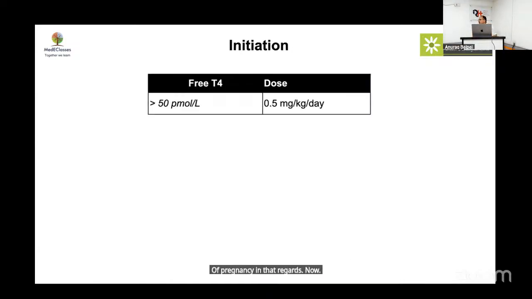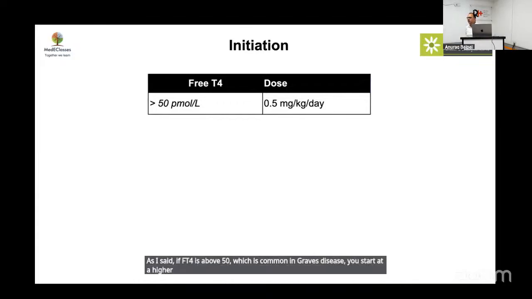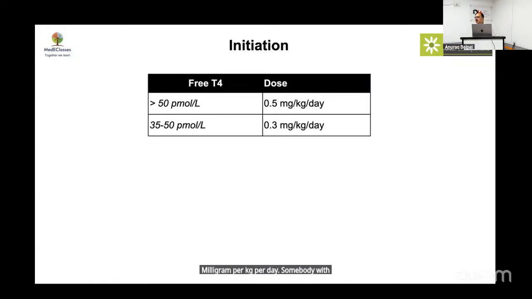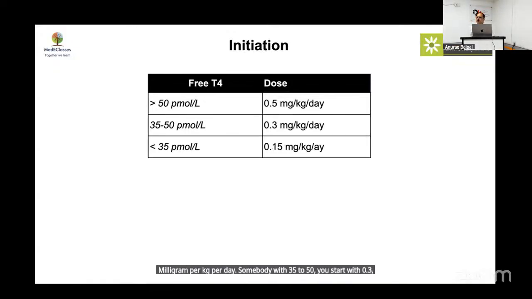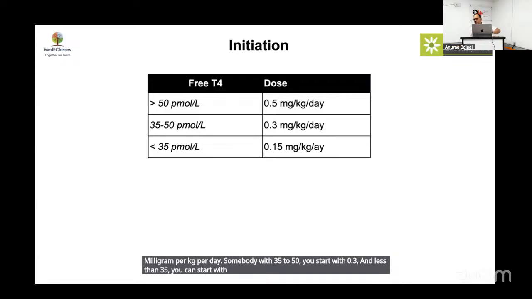Now, initiation doses are dependent upon your FT4 levels. As I said, if FT4 is above 50, which is common in Graves' disease, you start at a higher dose of around 0.5 milligram per kg per day. Somebody with 35 to 50, you start with 0.3, and less than 35, you can start with 0.15. So this gives you a better idea as to what dose you start off.